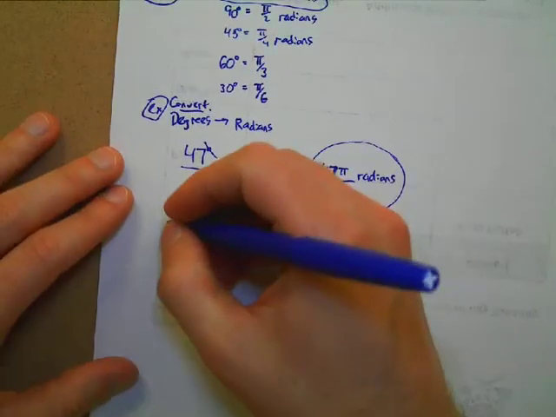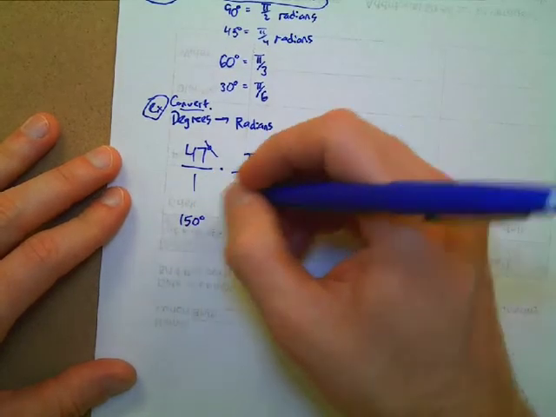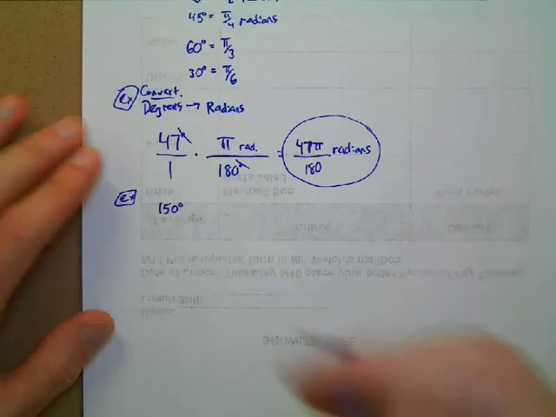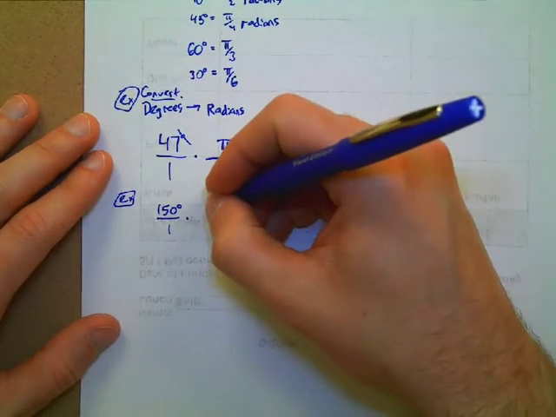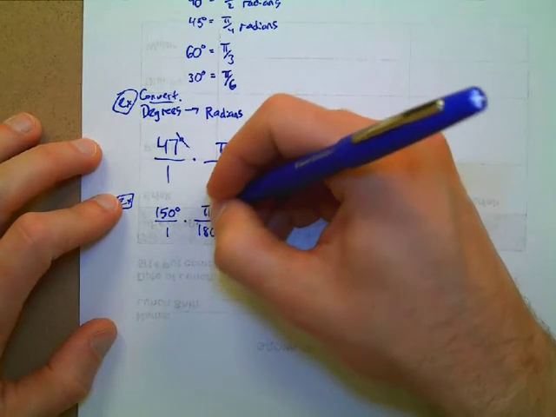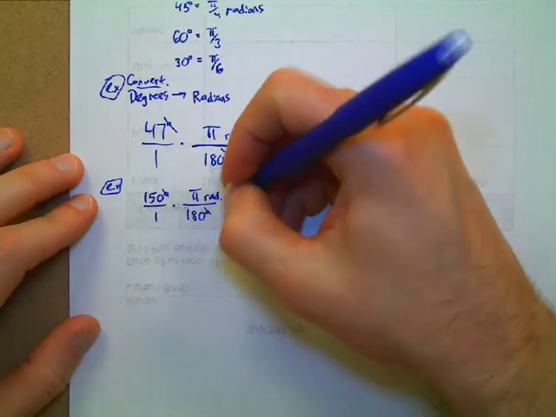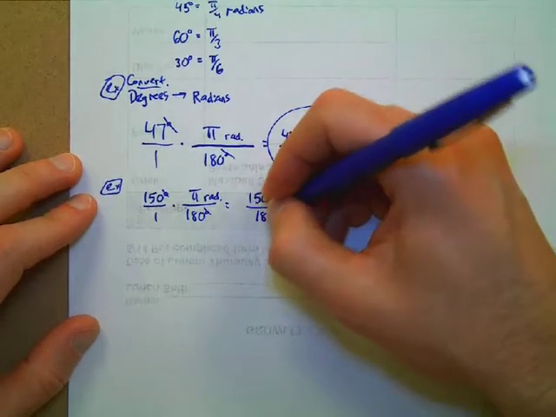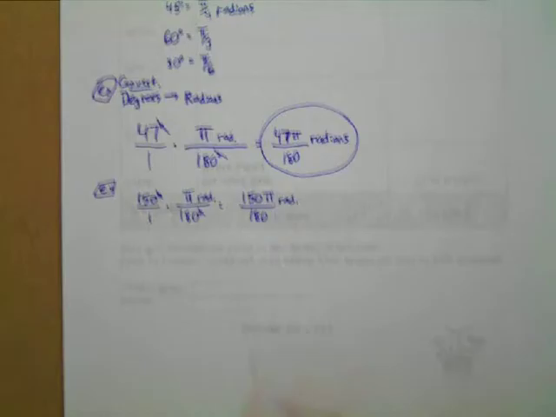All right, let's do another one. Let's do something more familiar though. Let's do 150 degrees, and we're going to convert that from degrees to radians as well. I'll put it over 1, and I'll multiply by, again, I want my degrees to cancel, so I'll put that 180 degrees in the denominator, and then pi radians in the numerator. Degree units will cancel. 150 times pi, 150 pi, over 180, because the degrees canceled. Now there's my number of radians.